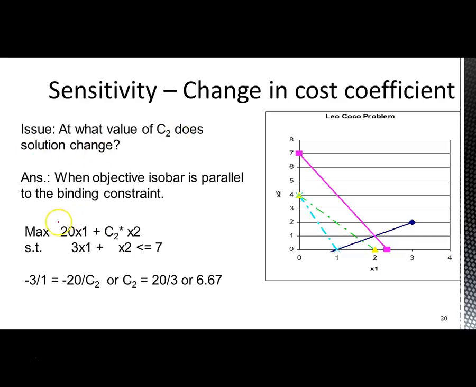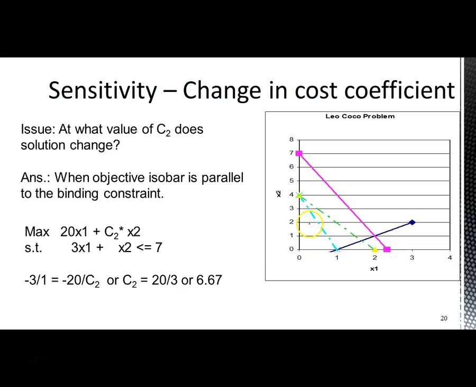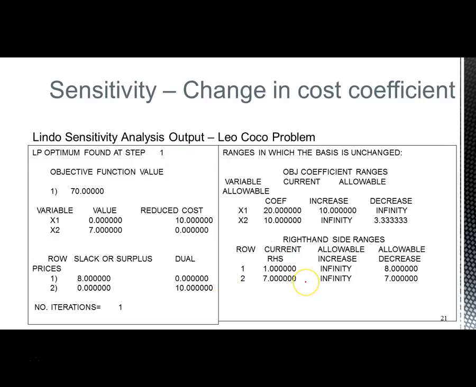In this case we are going to solve for C2 exactly the same way we did previously, and we see C2 is basically 6.67. That means this is basically the new objective function. So if C2 goes beyond 6.67, the solution will change. Next, this is exactly the same thing that I showed you on Lindo.